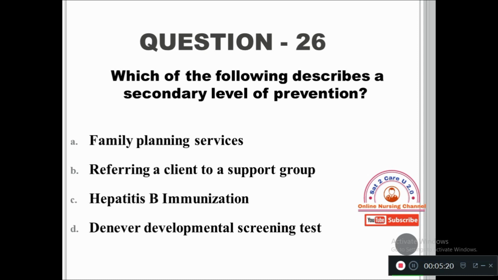So the right answer for secondary level of prevention is option D, deliver developmental screening test. It is an example of screening and survey and of any procedure. Options A and C, family planning services and hepatitis B immunization, are wrong because they are both primary level of prevention. Option B, referring a client to a support group, is an example of tertiary level of prevention. So option D is the secondary level of prevention, that is deliver developmental screening test.